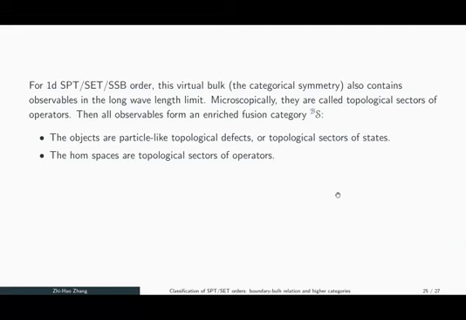Then in the 1D phase, we find all observables form an enriched diffusion category. The objects are particle-like topological defects or just topological sectors of states. And for two objects, we can consider their Hom spaces. The Hom spaces are topological sectors of operators. The operator just maps one sector of states to another sector. And these topological sectors of operators live in another category B, so this is the B-enriched category.